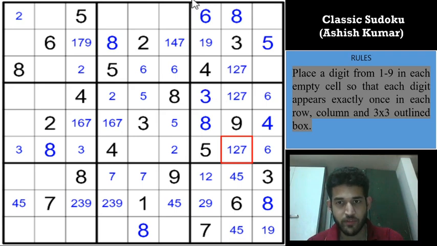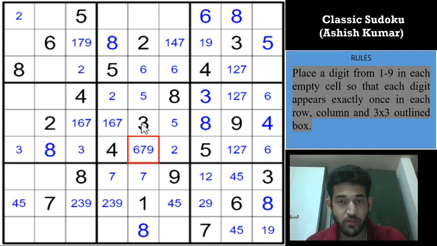Not much information from this box or the last 3 columns. So I think we have to focus our search somewhere in this place. Let's look at this cell maybe. 2, 3, 1 and 8, and 4 and 5 can't be there, so it can only be 6, 7 or 9. No other possible candidates there.